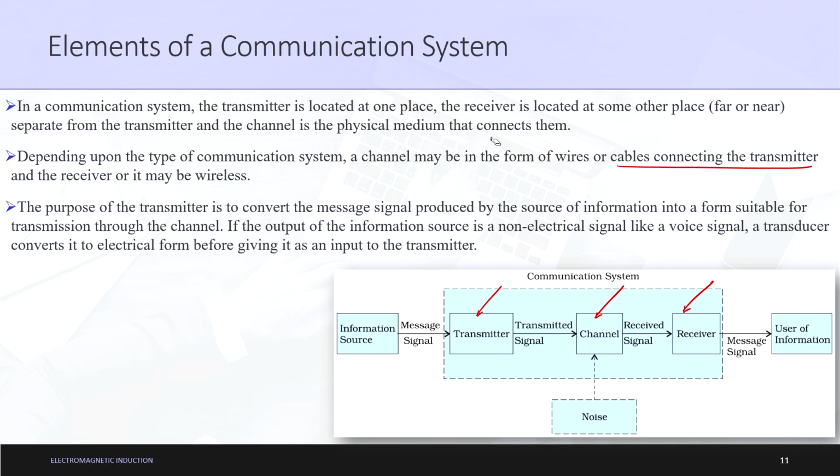Just iterating it again, the purpose of the transmitter is to convert the message signal produced by the source of information into a form suitable for transmission through the channel. If the output of the information source is a non-electric signal, for example a voice signal, a transducer converts it into electrical form before giving it as an input to the transmitter. What is a transducer? We will understand it in subsequent slides. Let us move on to the next slide now.